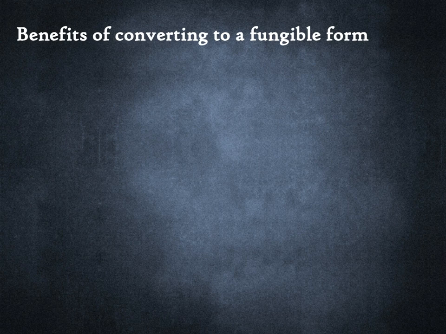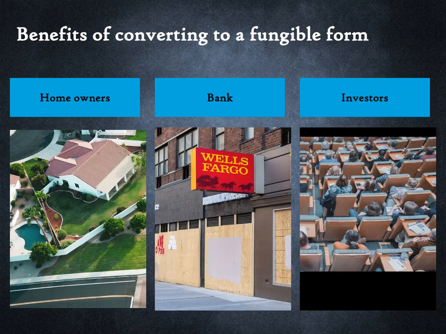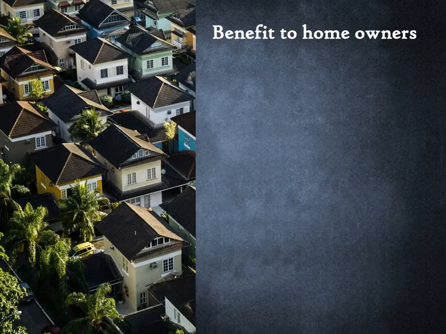Next, we will look at the benefits of converting to fungible form to the three parties in our example, the homeowners, the bank and the investors. First, the benefit to homeowners. Without this financial engineering, home buyers would have to rely exclusively on their bank for funding. The bank, in turn, may not be able or willing to fund the growth of its mortgages business. Hence, this connects homeowners to a larger pool of financiers.